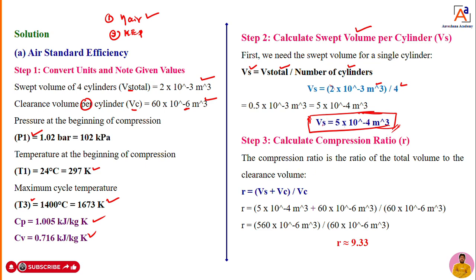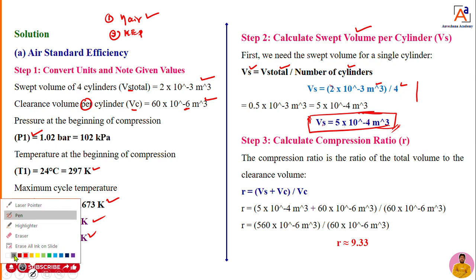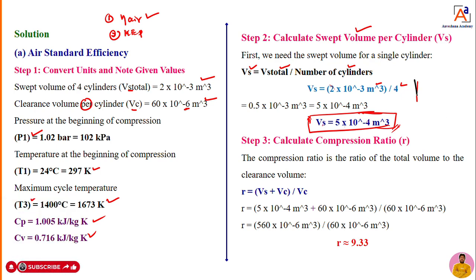Fine. Next step: with the help of this swept volume, he has given two data. The swept volume directly is not given; he has given it indirectly. That means he gave the total, but you calculated the swept volume per single cylinder. Then the clearance volume he has already given in the problem itself. Per cylinder, Vc and Vs you know.